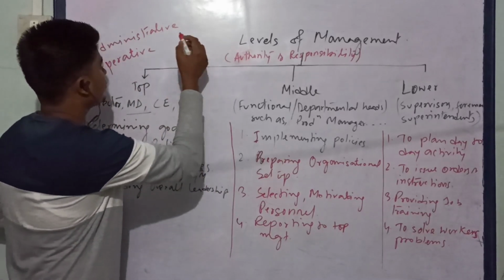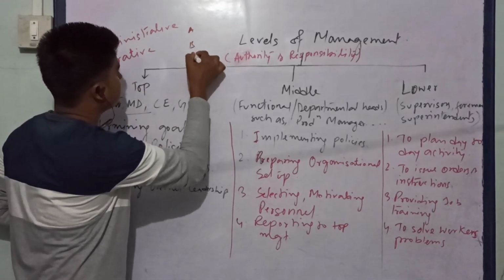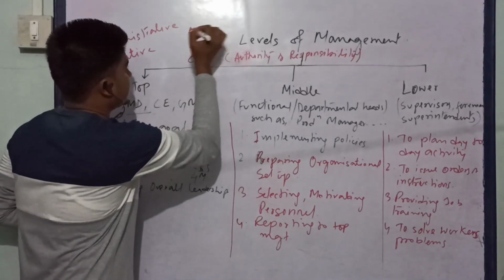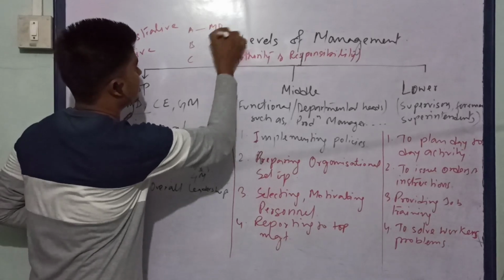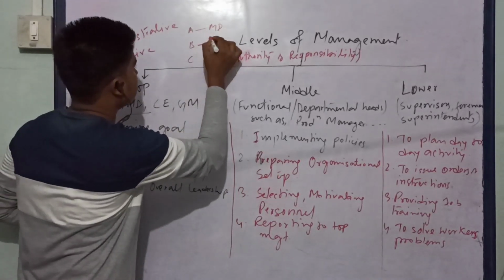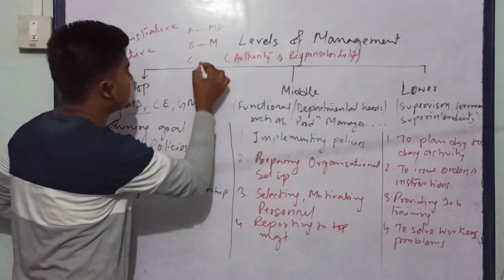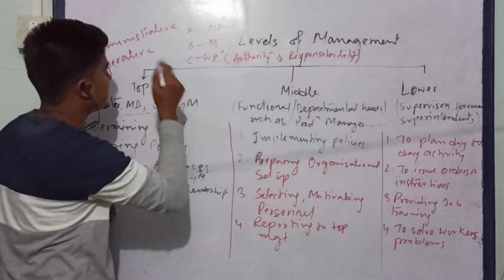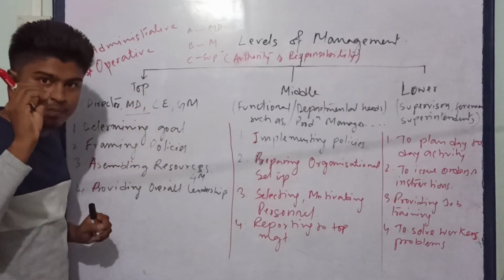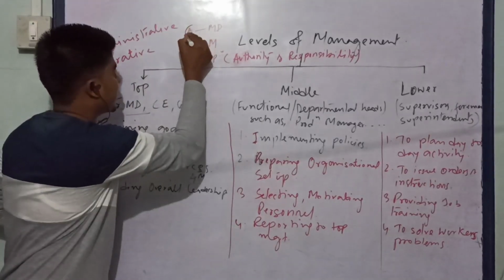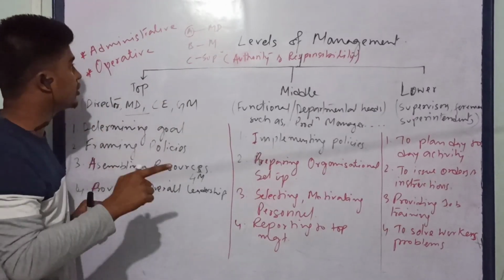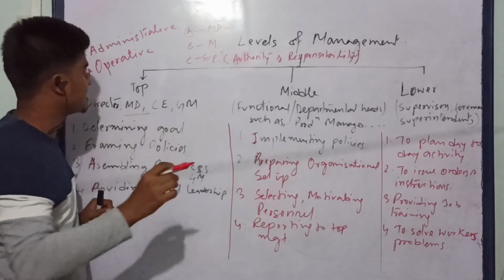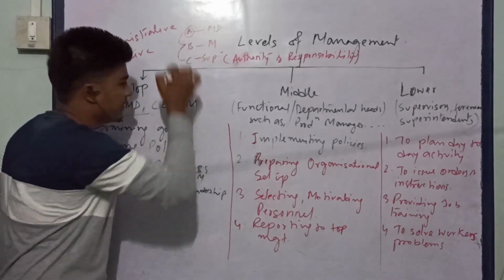Suppose in an organization A, B, C, 3 persons are working. A's designation is, suppose, MD, managing director, B is manager, C is, for example, supervisors. Here see, there is a level. The top personnel of the organization is Mr. A. That means Mr. A is holding top position of the organization. Next B, third C. This sequence is called levels of management.